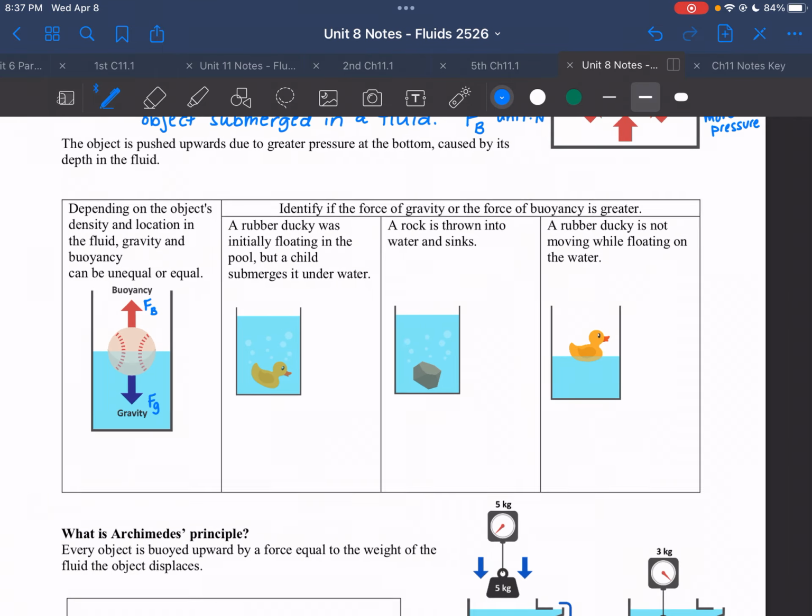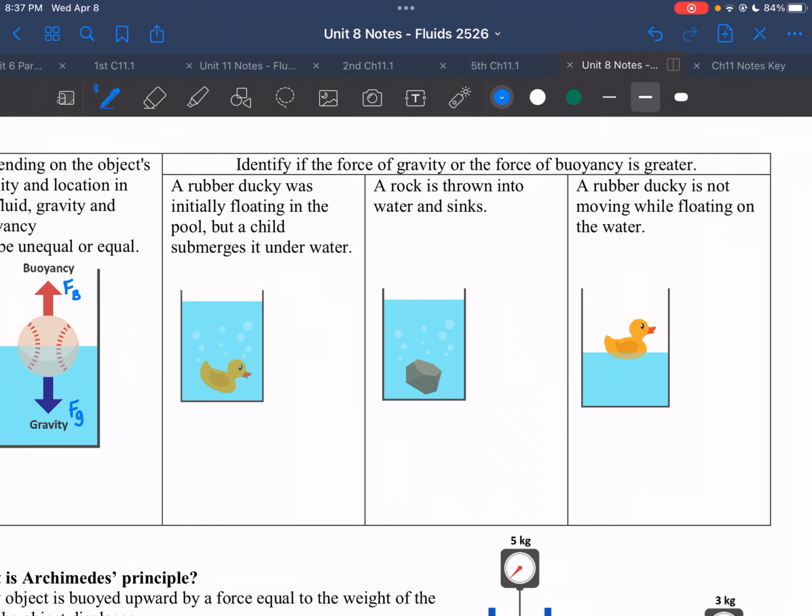So here we have 3 different examples. We want to draw the force diagram of each, and we want to say what is going on with the forces, where the net force is, and which force is bigger, the buoyant force or the weight force. So in the first example, a rubber duck is initially floating in the pool, but a child submerges it underwater. We know that it should be floating, but you push it all the way down to the bottom. We know experimentally that this duck is going to want to almost immediately run back up to the top.